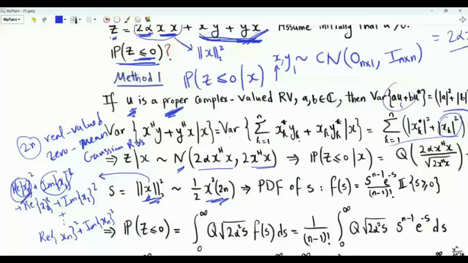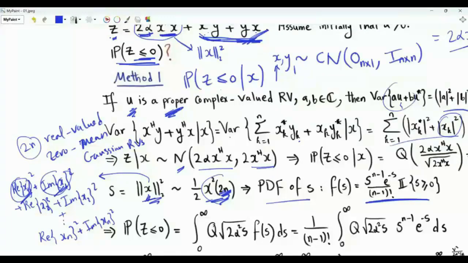Because the variance of each component here is equal to 1/2, the L2 norm squared of vector X has the distribution of a chi-squared random variable with 2n degrees of freedom multiplied by 1/2. We can take the PDF of the chi-square distribution from any reference, and then we obtain the distribution of 1/2 of a chi-square distribution with 2n degrees of freedom.